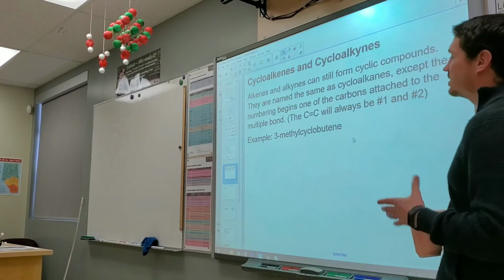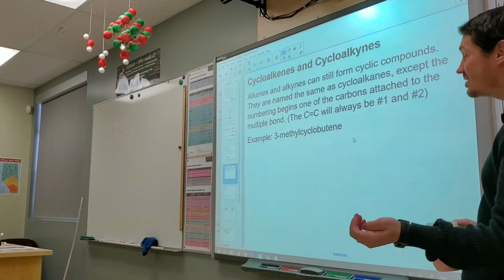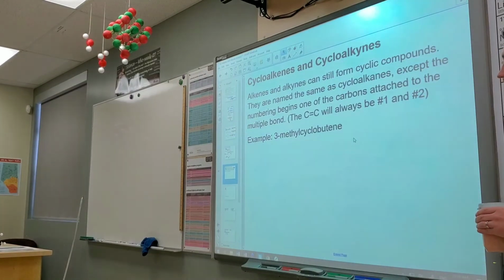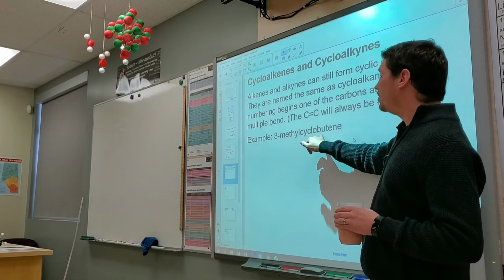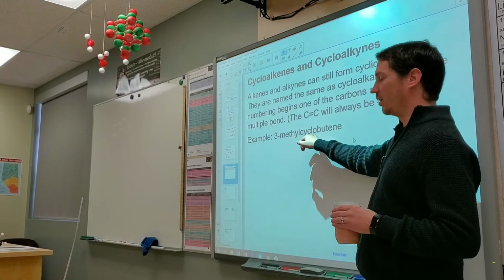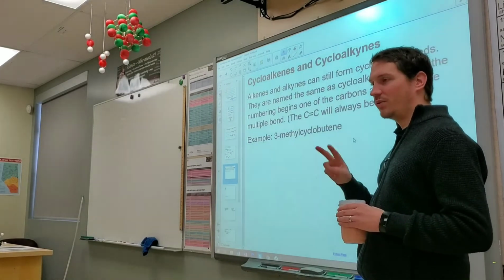Okay, let's actually go over it and let's look at the rules. Alkenes and alkynes can still form cyclic compounds. They are named as cycloalkenes, right? So the double bond is always number 1 and number 2. Look at this. Cyclobutene. Why did I not tell you where the double bond is? Because it's always 1 and 2.